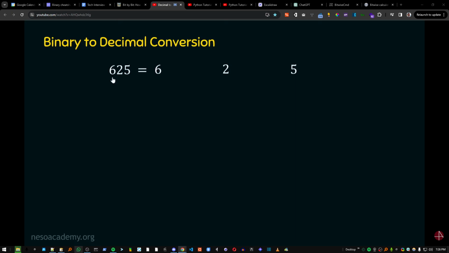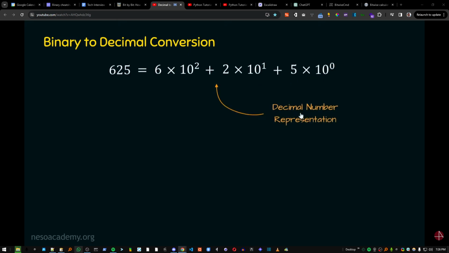Now, as we know the positional weights of each digit, we need to multiply each digit by its positional weight. So we need to multiply 5 by 10 to the power 0, then we need to multiply 2 by 10 to the power 1, and then we need to multiply 6 by 10 to the power 2. Finally, we need to add them all. After addition, we will get 625 only. So this is the decimal number representation of this number 625.